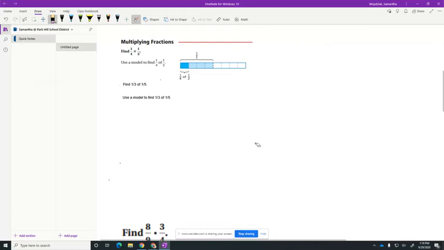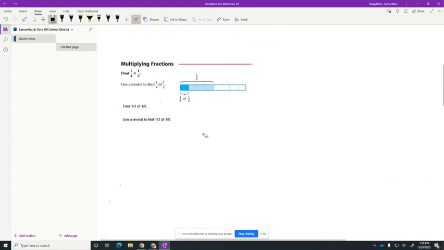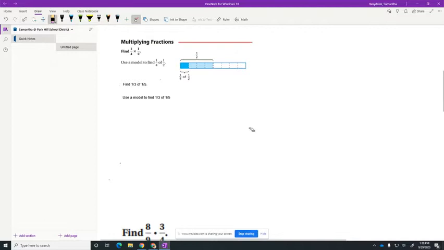All right, we are going to take a look at this problem right here. Find 1/4 times 1/2. And we just talked about how multiplication, when we say 1/4 times 1/2, is the same as saying 1/4 of 1/2. And that helps me especially to visualize and be able to make models when I solve these problems.